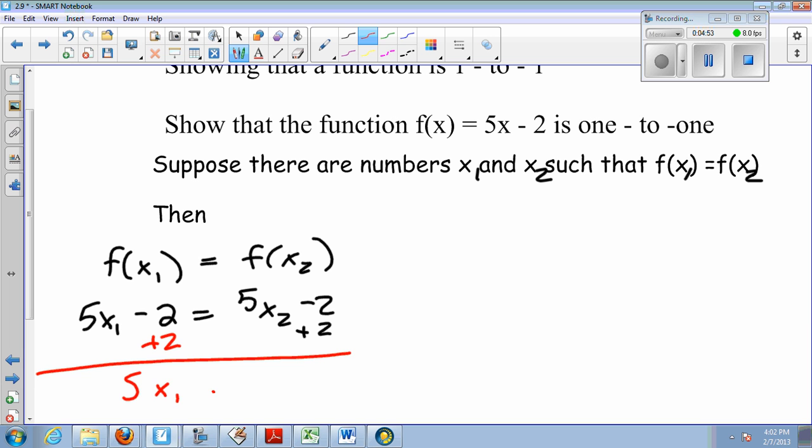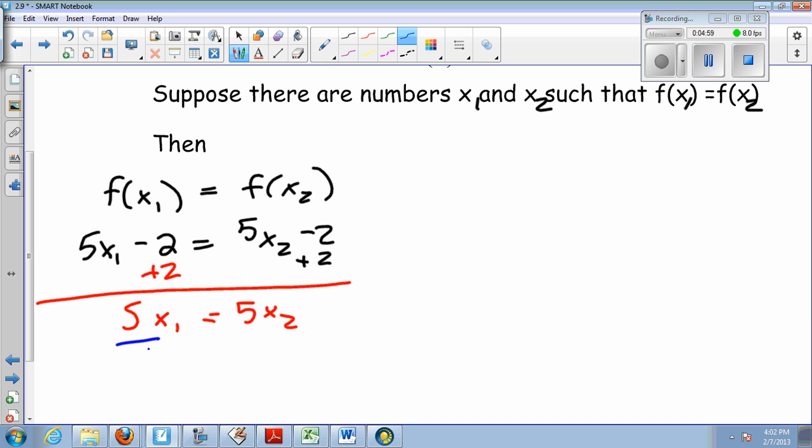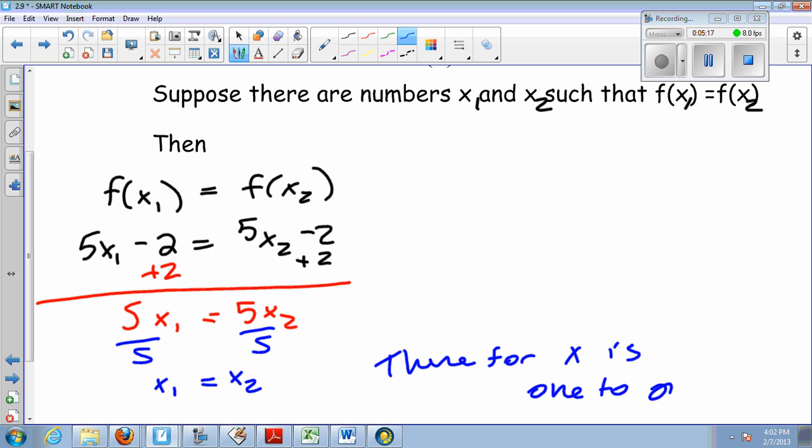So we get 5x1 equals 5x2. Dividing by 5, we get x1 equals x2. Therefore, f is one-to-one. I'm sorry, I meant to say, therefore they are the same value, so therefore it is one-to-one.